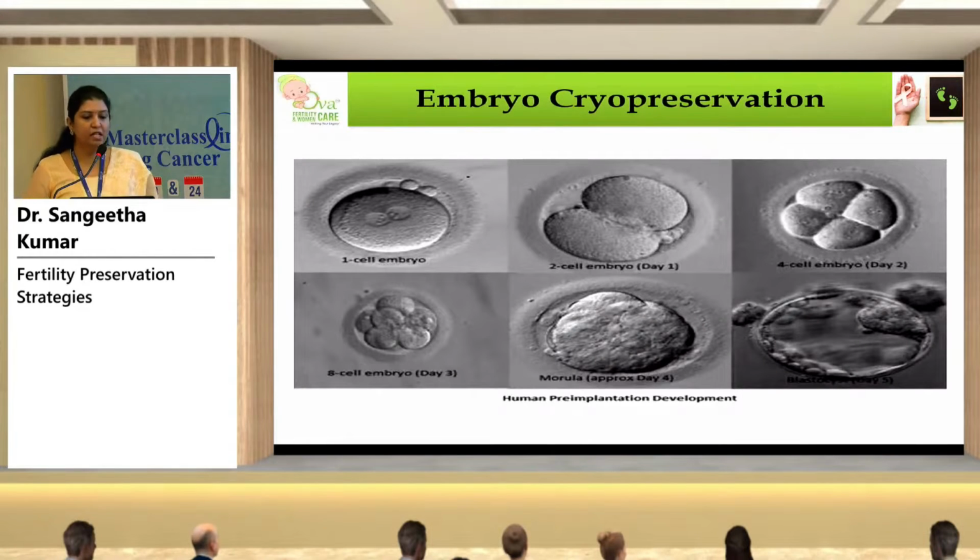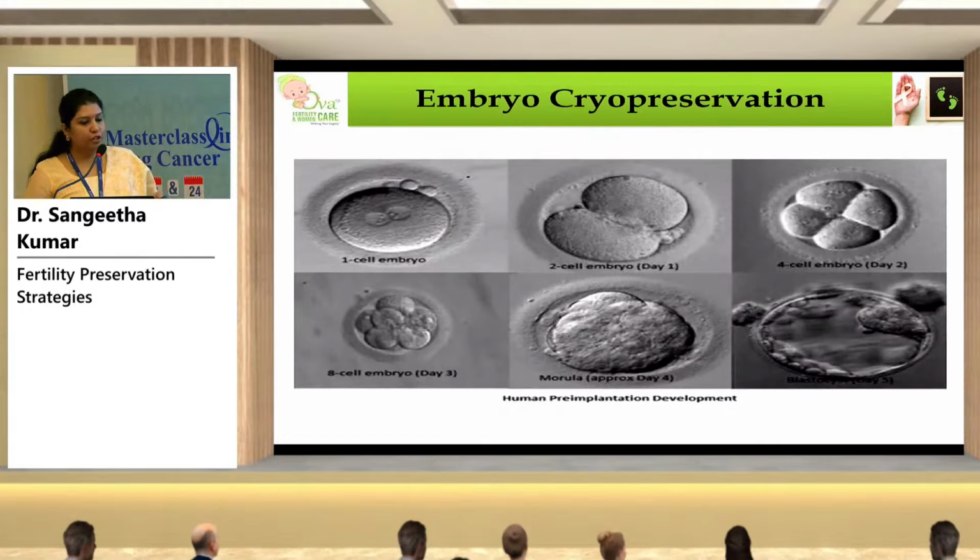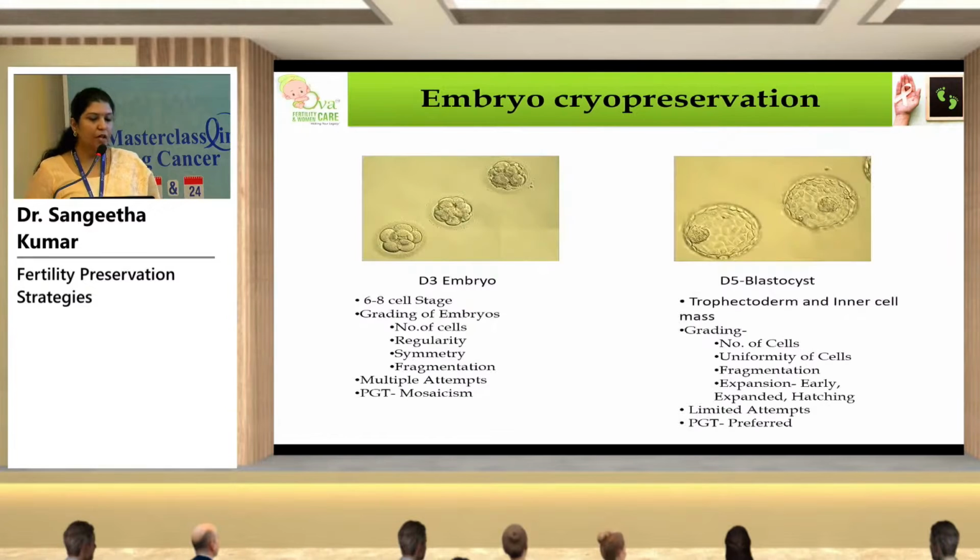Once this is done, basically for 5 days, the embryos will be cultured in the incubator. On day 0, we do ICSI, and on day 1, we check for the fertilization. On day 2, it should progress to either 2-cell stage or 4-cell stage. On day 3, it's anywhere between 6 to 8-cell stage. Day 4 is the morula, and day 5 is the blastocyst. So embryo freezing can be done either on day 3, that is at the 6 to 8-cell stage, or on day 5 blastocyst.